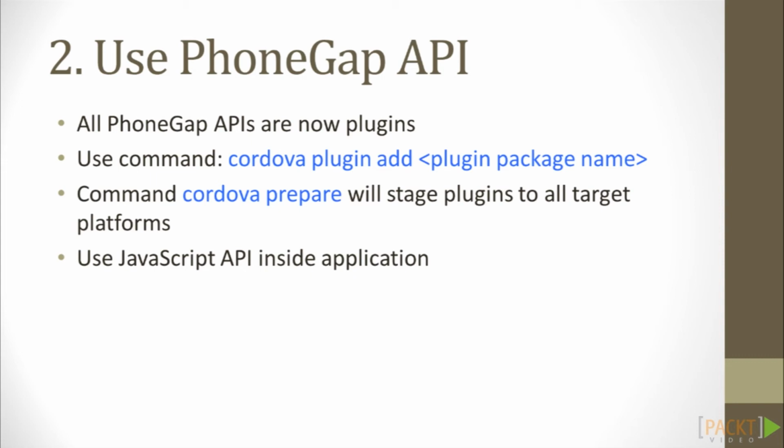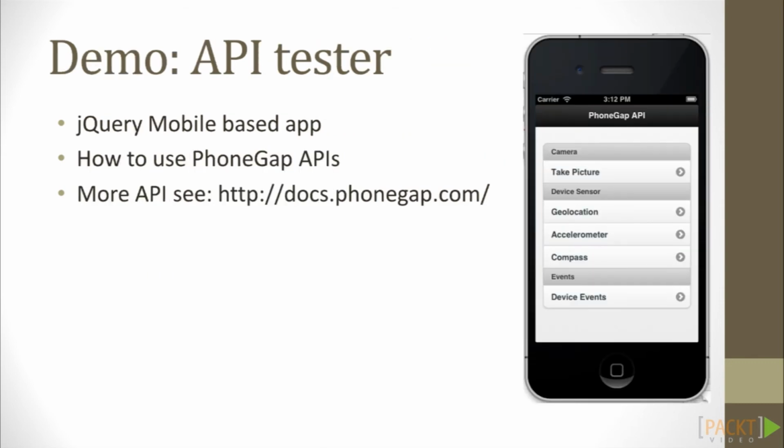To use the PhoneGap API in PhoneGap 3, which is the current version, we need to use the Cordova plugin command to add the plugin to our project. For example, if we want to use the native camera, we need to run the Cordova plugin add command with the package name of the camera. Once it's added to the project, we can then use the JavaScript API to use the camera to take pictures. The Cordova prepare command will automatically stage added plugins to all target platforms.